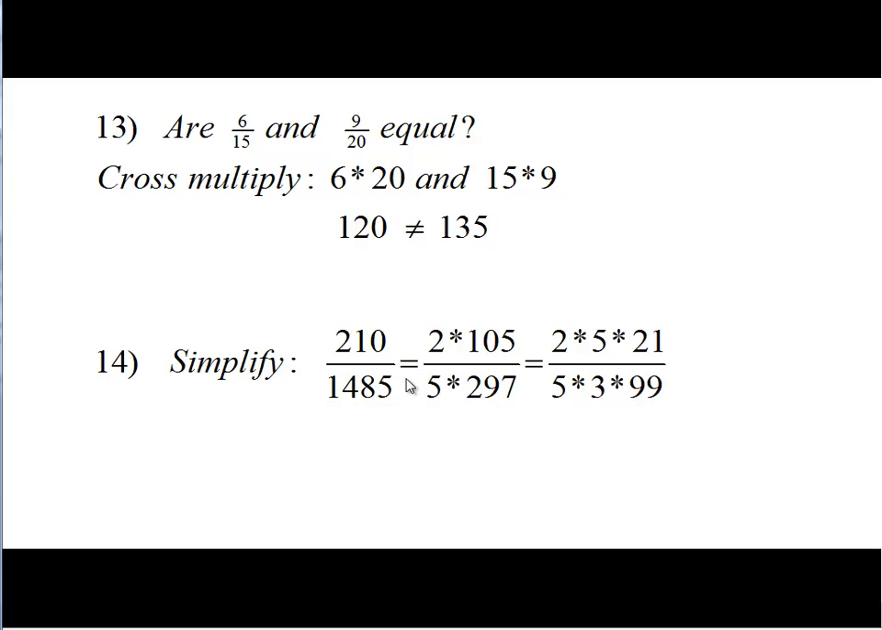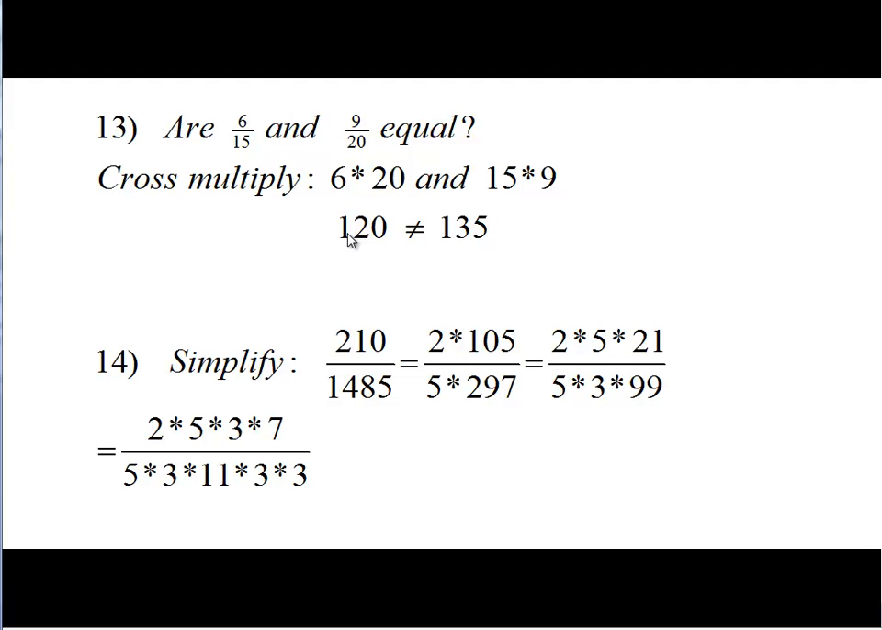1485 ends in a 5, so I can divide by 5 on the calculator. It gives you 297. I can divide that by 3 in the calculator. It gives me 99. And from here I can just go and break these up. So I have a 2, a 5. 21 is 3 times 7. 99 is 9 times 11, or 11 times 3 times 3. Then I have my 5, 3.